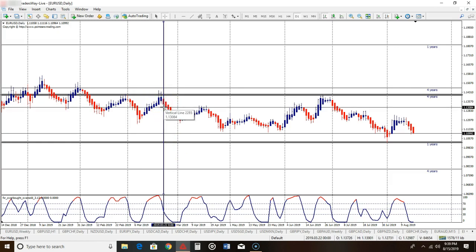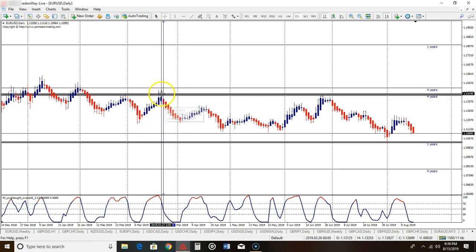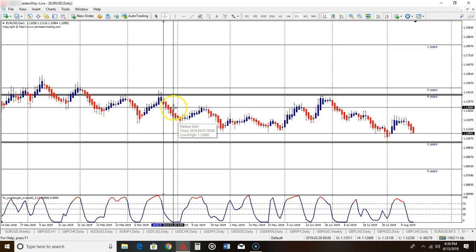This is a high probability trade here, guys. Once I see this on a chart, all things adding up, I go ahead and take the position, and I look to make a lot of pips on that trade.